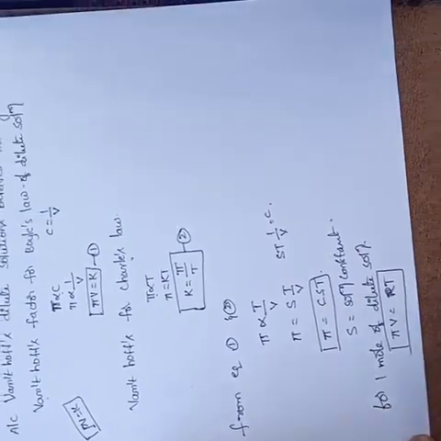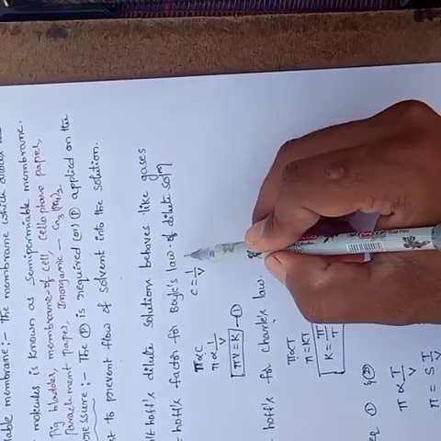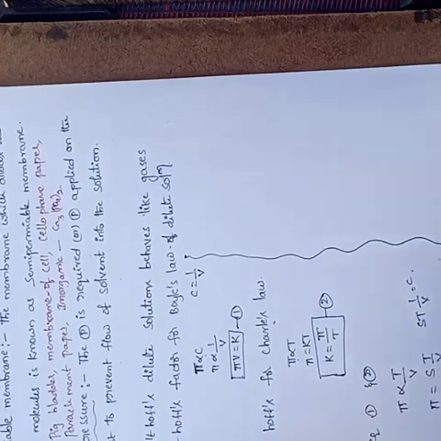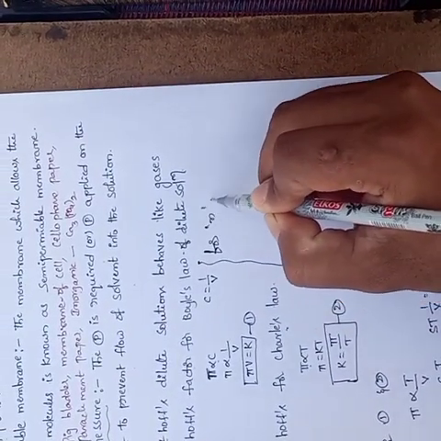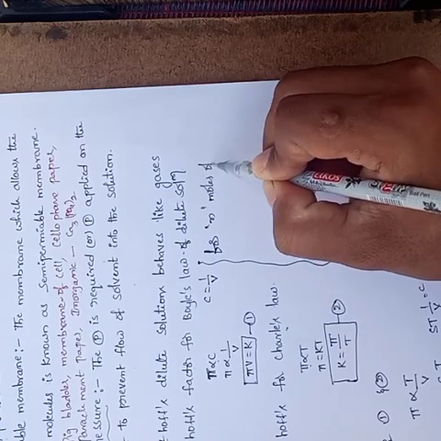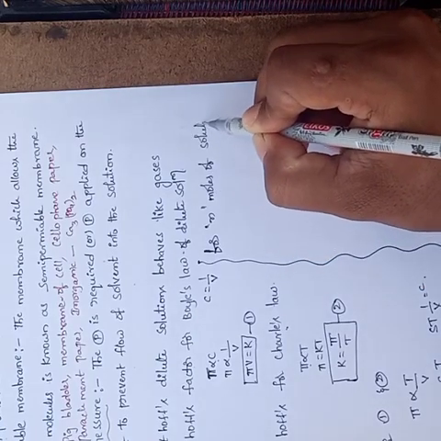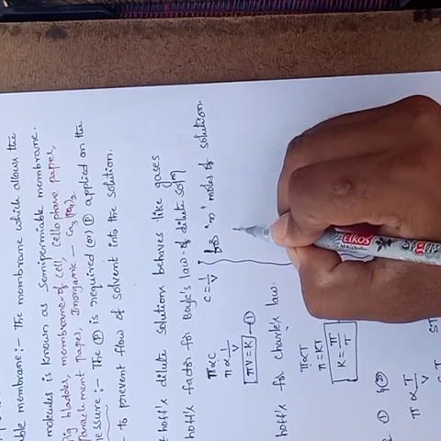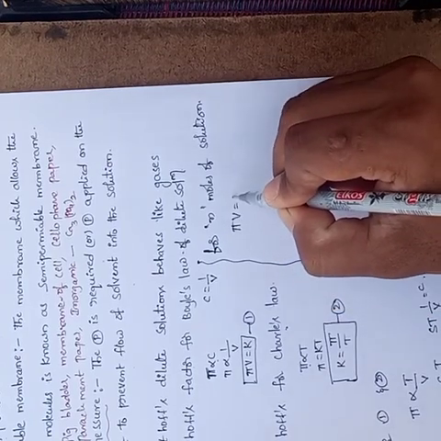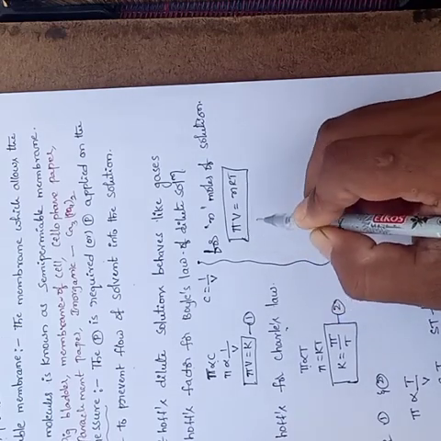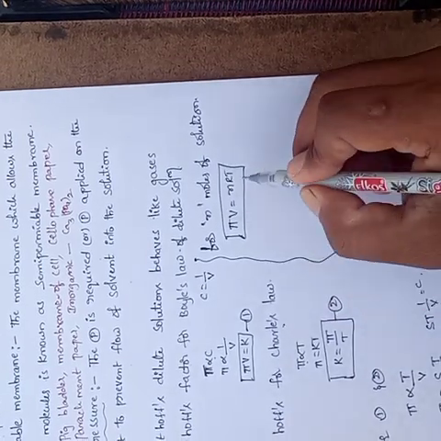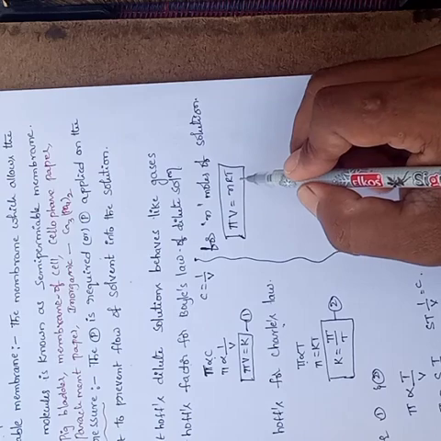RT. For n moles of solution, pi V is equal to nRT. Remember these equations. And here n is equal to what? Number of moles.